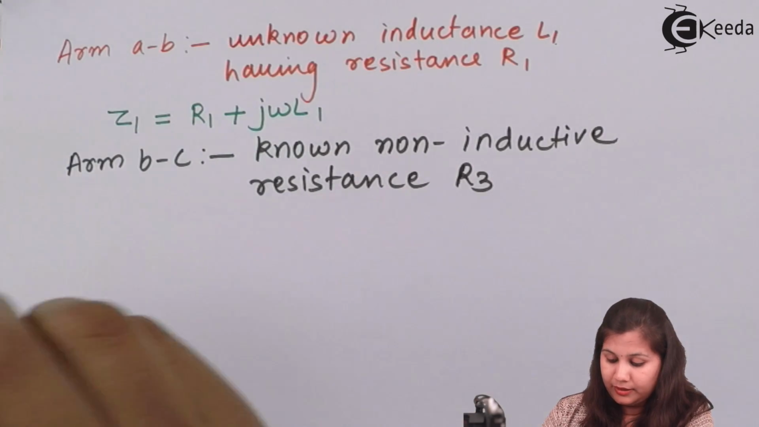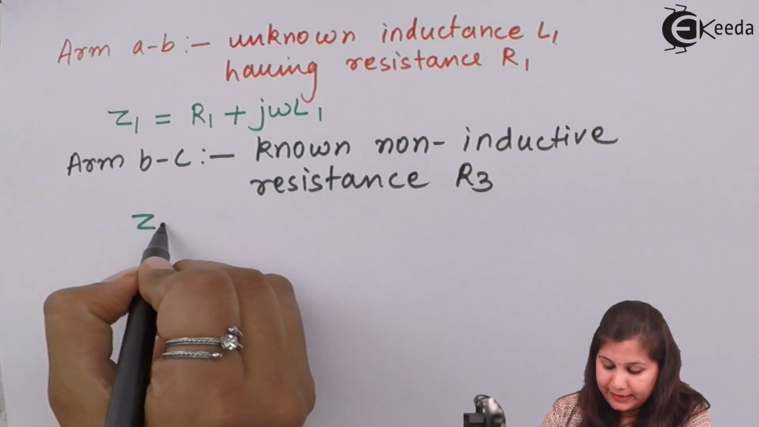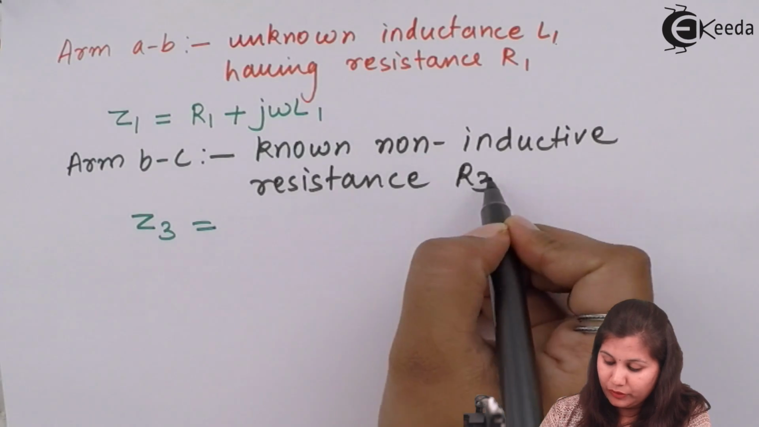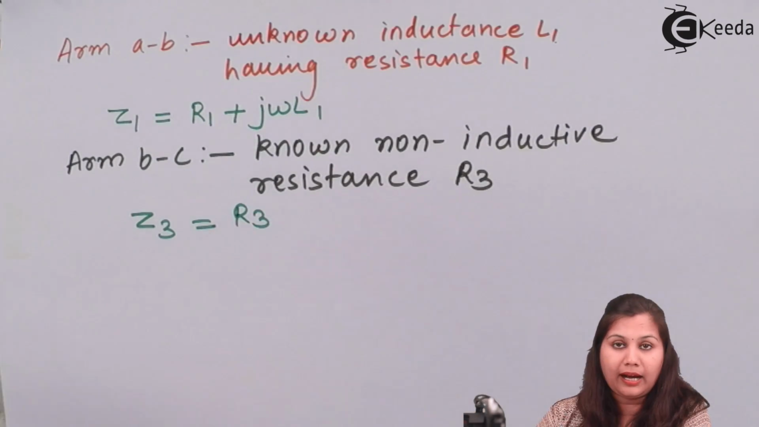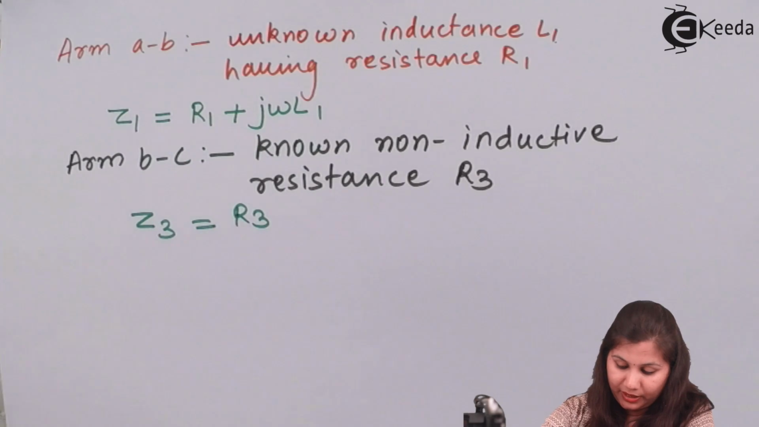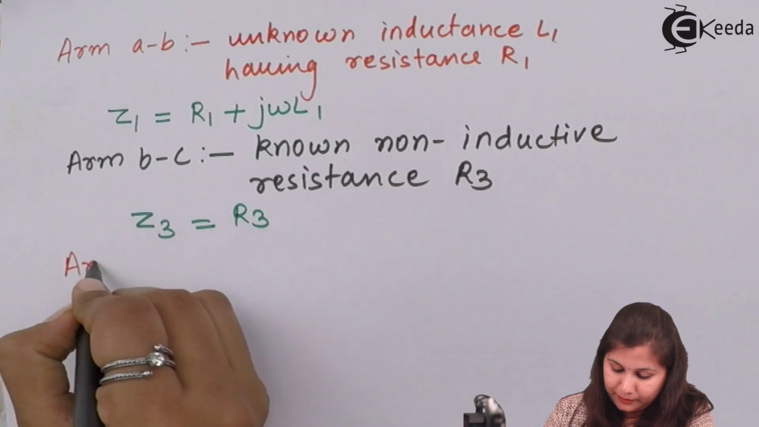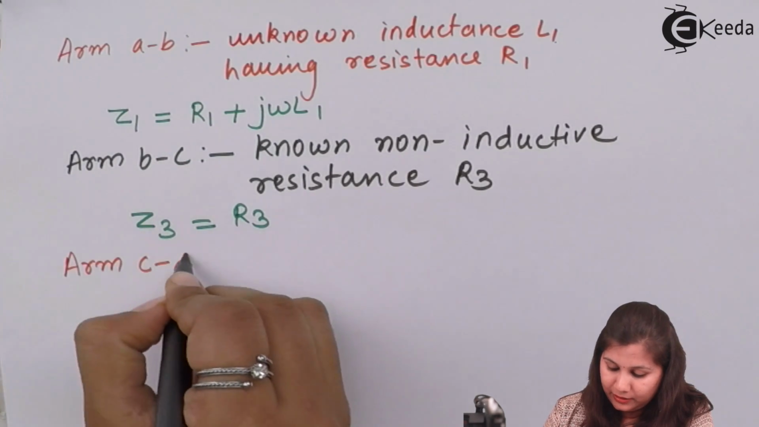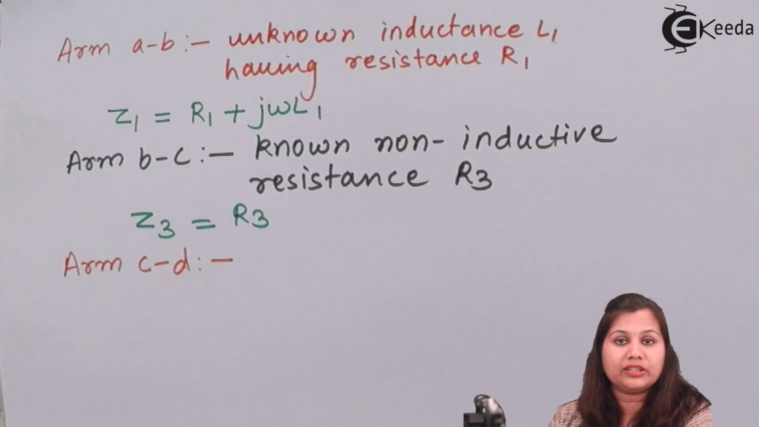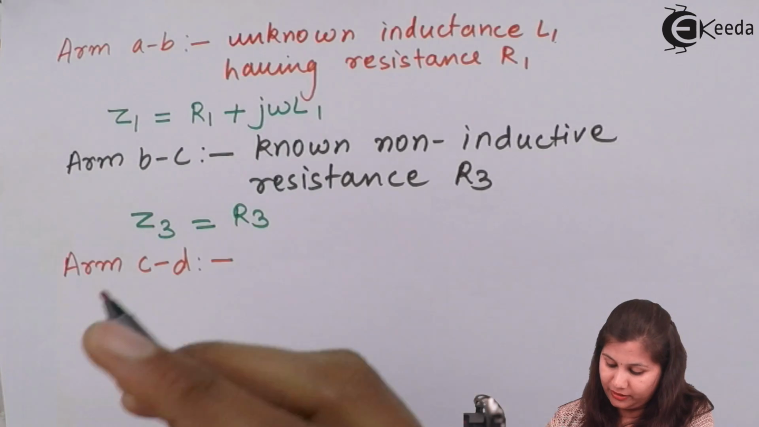Here, this will be the impedance Z3. So Z3 will be equal to only this resistance R3. Then we are having the arm CD. In arm CD, we are having the series combination of a capacitor and a resistor.